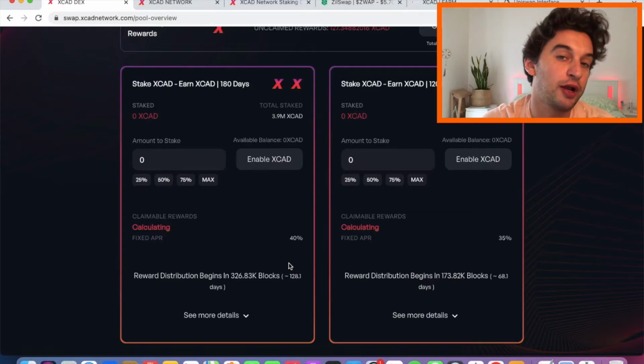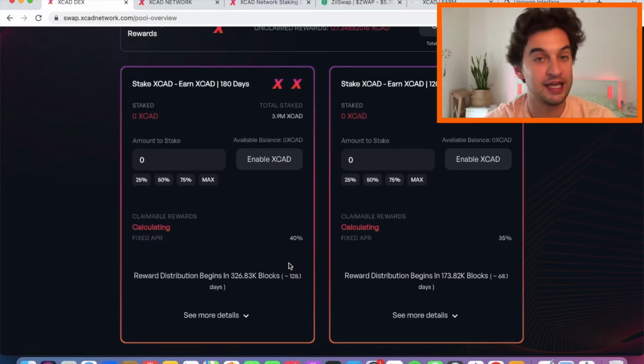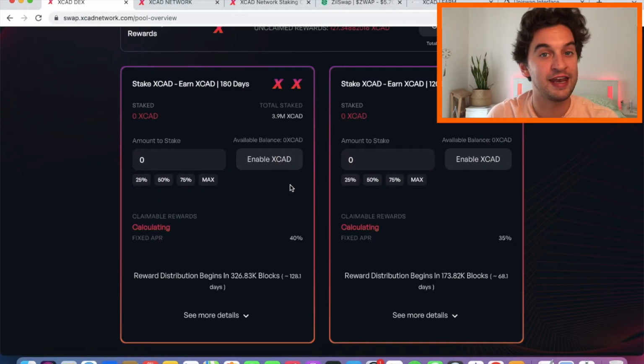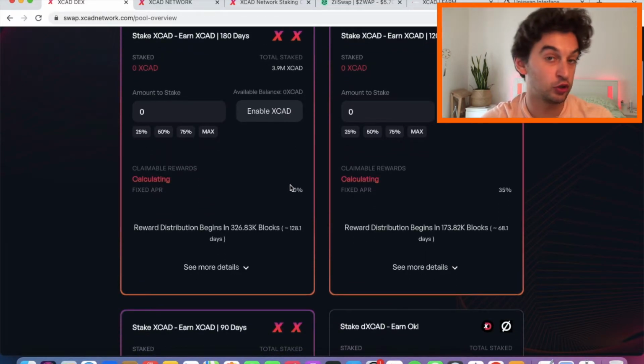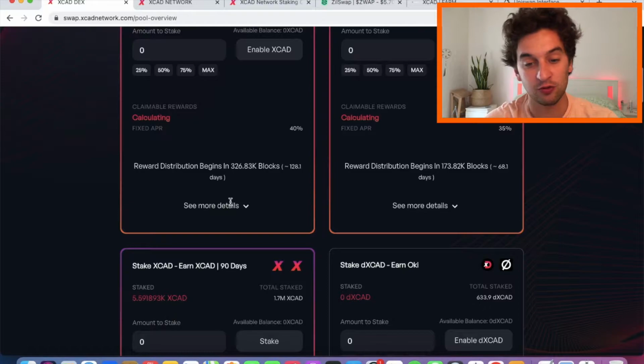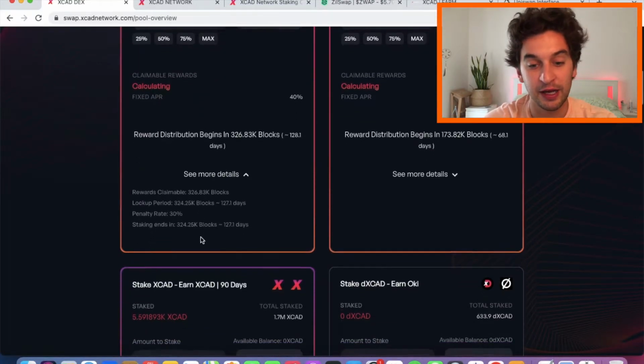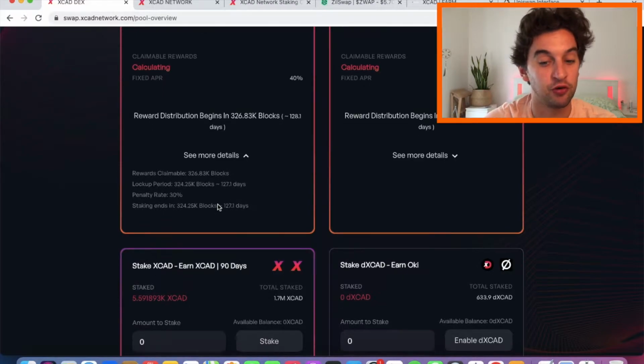The most common one, and the one that everybody wants to stake their XCAD in, is the 180 days. This means that your tokens are locked for the next 6 months. It is important to remember this. If you do wish to withdraw the token before the 6 months have ended, which you're also able to see here in the blocks that have to expire, for example, we have 4 months left.